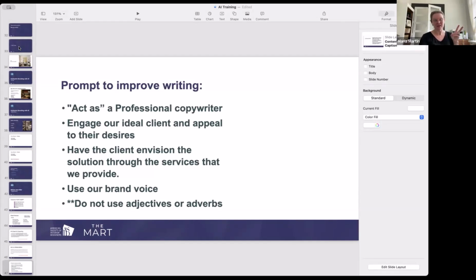And then a little tip here is tell it to not use adjectives or adverbs, because that's where it really screws up. It doesn't understand adverbs and adjectives. So just tell it, leave out all adjectives and adverbs. Feel free to edit stuff back in.